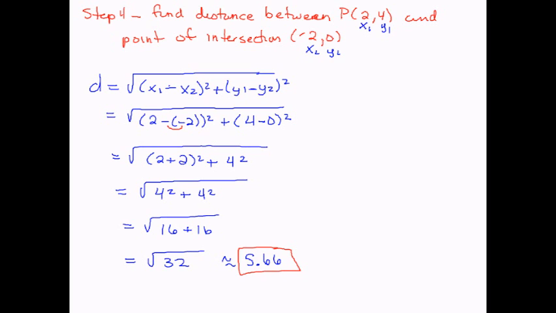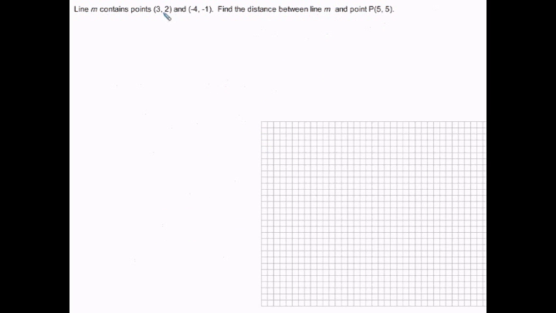Okay, we're going to try another one. Try to move a little slower through this one. We've got line M, which contains the points 3, 2, and negative 4, negative 1. And we have point P, which is 5, 5. So the first thing I'm going to do is get my x and y axes. Then I'm going to plot the points for line M. So I have 3, 2, and negative 4, negative 1. And I'm going to connect those dots.